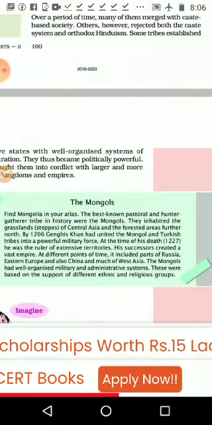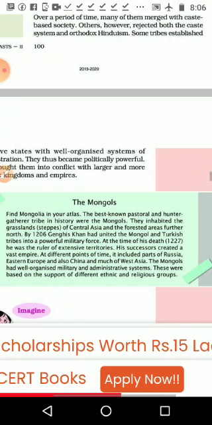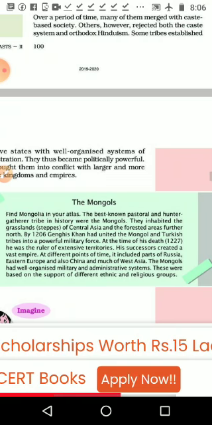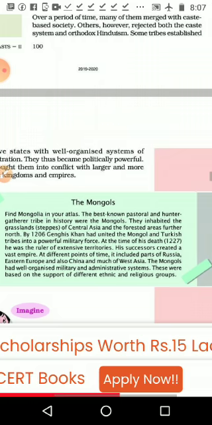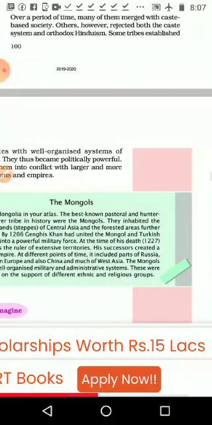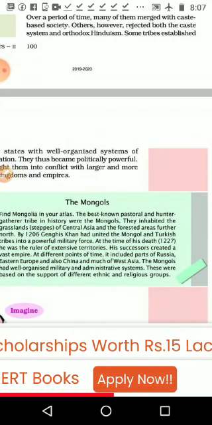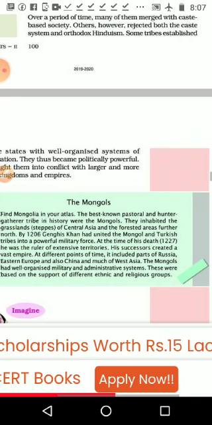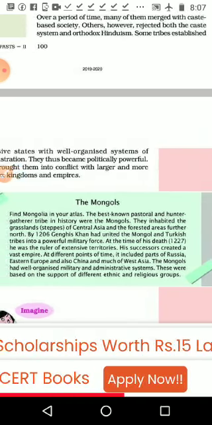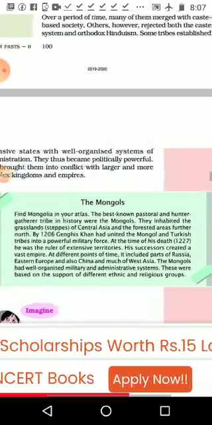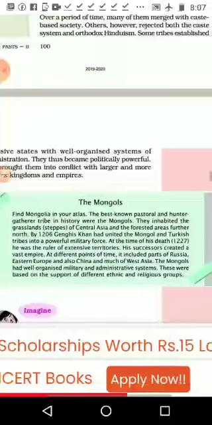I think you people remember that. What is special about Genghis Khan and the Turkish people? We have seen that they were the forefathers of the Mughal kingdom. On one side, there was Genghis Khan, and on the other side there was the Turkish Empire. Then in the 13th century itself, they made a powerful army. His successors created a vast empire.